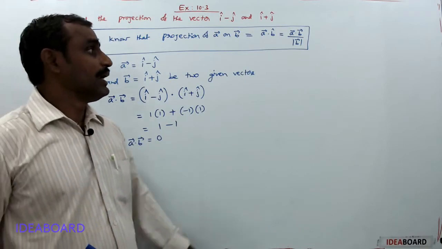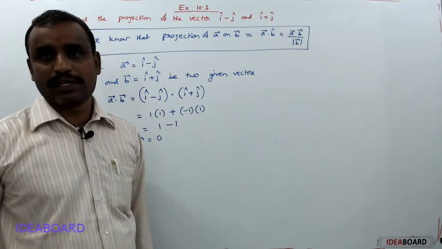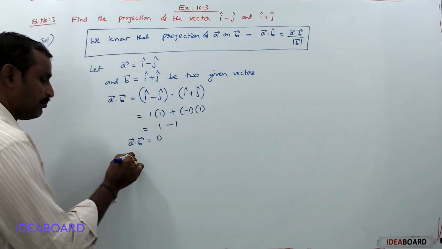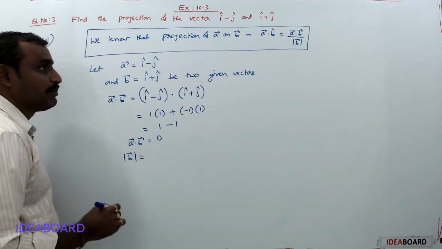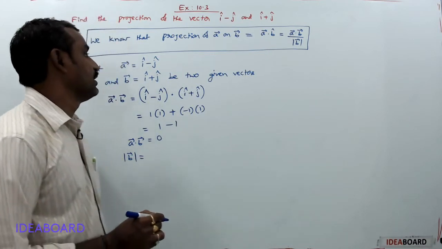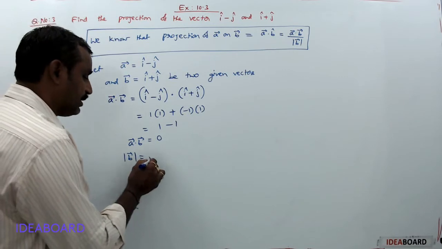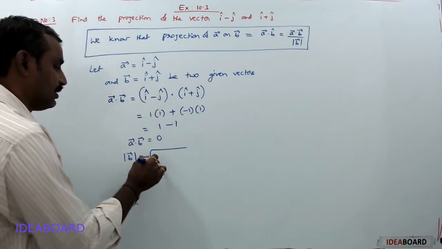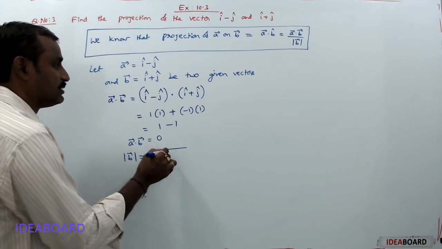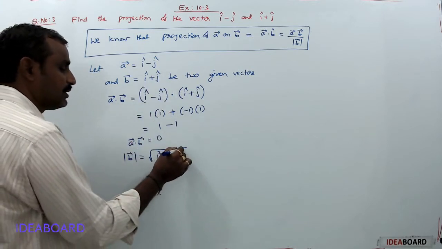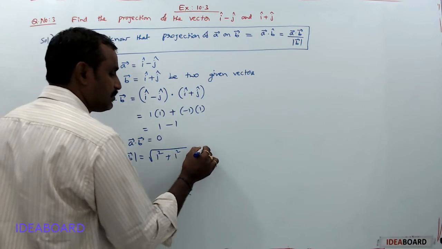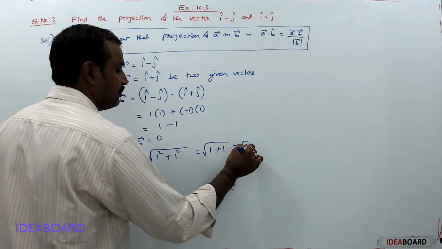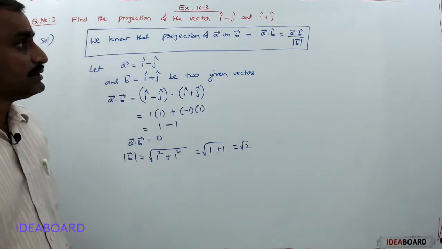So next, magnitude of b bar value also you can calculate. We know the formula: magnitude of b bar is root of b1 square plus b2 square plus b3 square. According to that formula, here the k coefficient is not there. So that's why i coefficient 1 whole square you can write, and j coefficient 1, that is also 1 whole square you can write. So this is equal to under root 1 plus 1, the value becomes root 2. So now magnitude of b bar value is root 2.